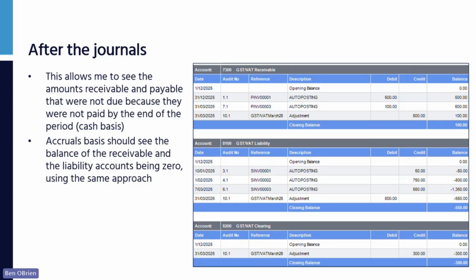So as I said, if you are using the accruals basis, then you would expect to see those closing balances to be close to zero for the receivable and liability accounts. When I say close to zero, there's potential for some rounding differences. It's up to you as to how you want to treat those. If it is something more significant than something that can be chalked up to rounding, then that's indicating that there's something for you to investigate. So you'd want to drill into those transactions and try and find out why those differences exist. But that shouldn't be the case in any case.